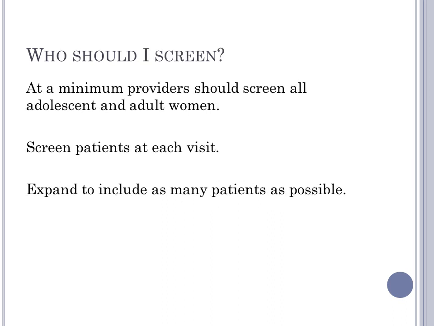One of the biggest questions is, exactly who should I be screening? At a minimum, providers should screen all adolescent and adult women. A provider should screen at every visit. A patient's safety at home can change between appointments, and sometimes patients don't feel comfortable disclosing on a first visit. Keeping the lines of communication open maximizes our ability to help. And because we know domestic violence impacts men as well, screening should be expanded to include as many patients as possible.